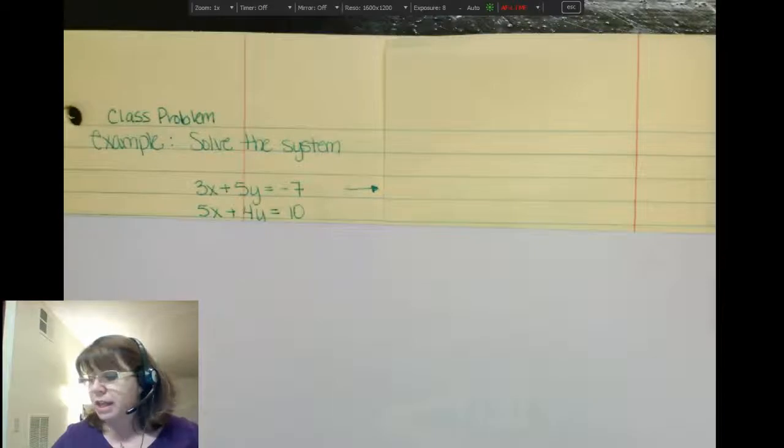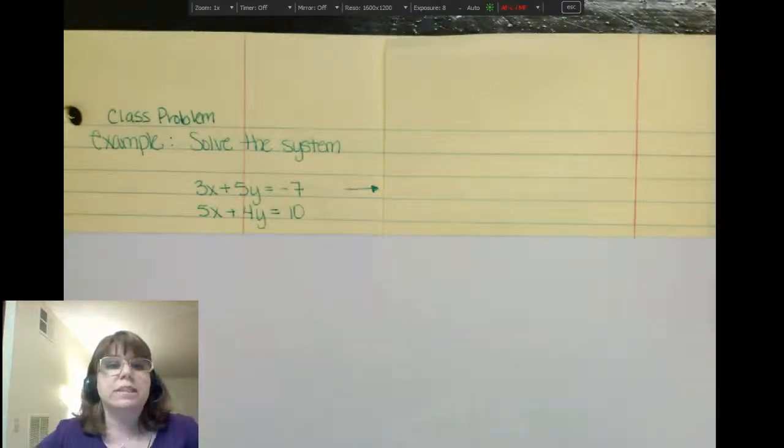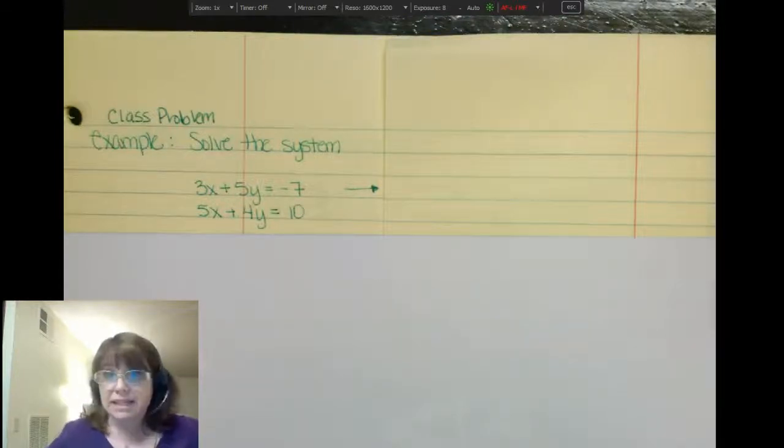Okay, here's your class problem. What I would like you to do is solve this system of equations by the elimination method: 3x plus 5y equals negative 7 and 5x plus 4y equals 10. Now I don't care which variable you eliminate, but just follow the steps to solve the problem by elimination. So I want you to have that ready to turn in for the next class session.